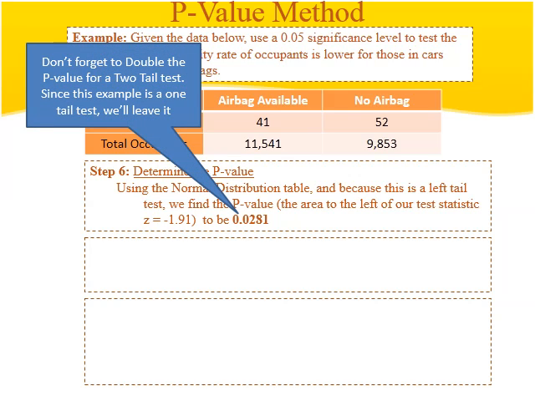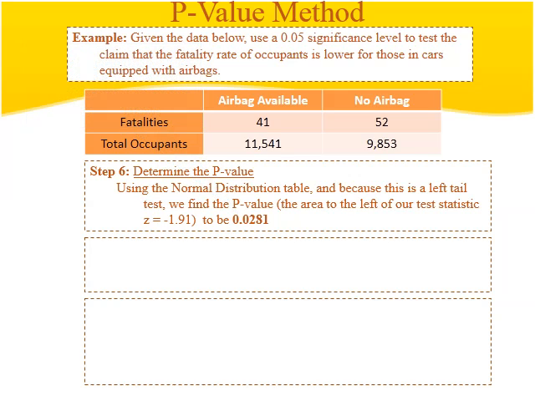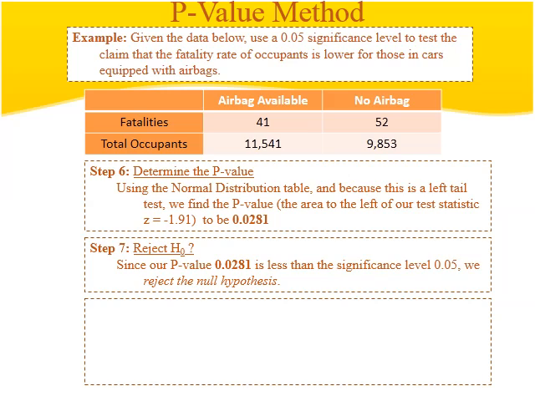Now keep in mind, if this was a two-tailed test, we would double this p-value, but since this is a one-tailed test, we're going to leave it alone and call our p-value 0.0281. So do we reject the null hypothesis? Well, since 0.0281 is less than our significance level 0.05, we can reject the null hypothesis.